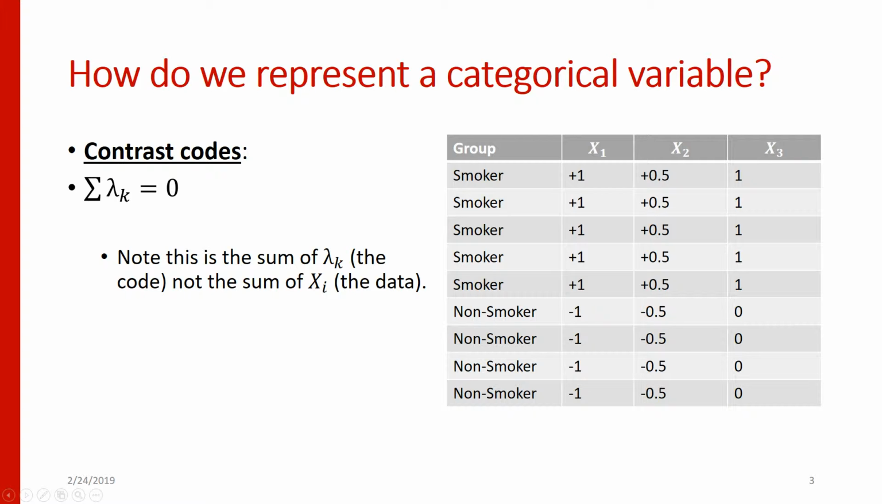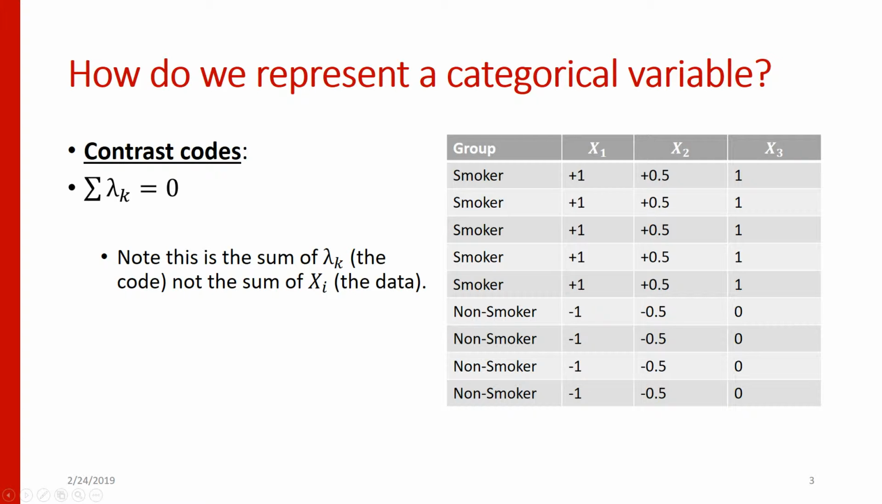Well, the book recommends making contrast codes, right? Contrast codes are a little bit tricky to understand, but all we're really doing is assigning a numeric value to each level of this variable. That's when we talk about these lambdas. The lambdas are the codes for k levels. If we have smokers and non-smokers, in this case k is equal to 2, and the value of the code is the lambda.